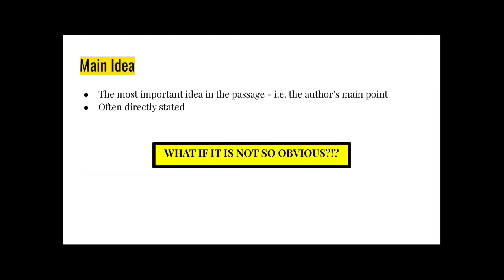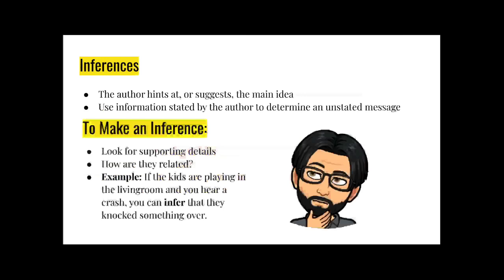But what if the author's point is not so obvious? What do we do? Well, this is when we're going to make what is known as an inference. An inference is when the author will hint at or suggest the main idea. And we do this by using the information stated by the author to determine his or her unstated message.